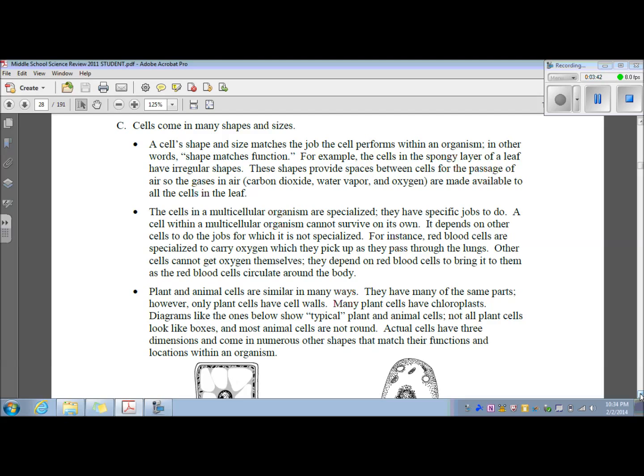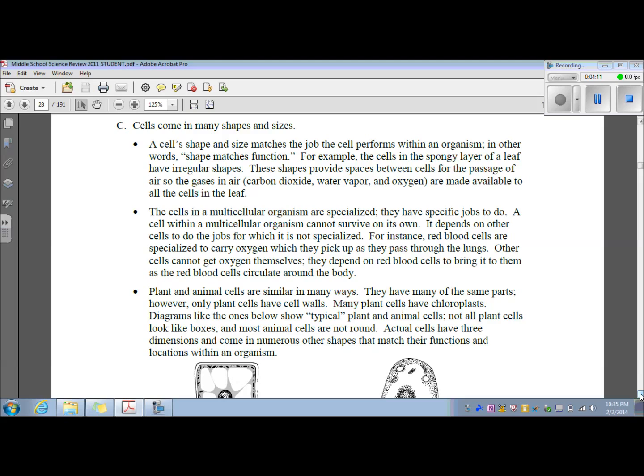Part C. Cells come in many shapes and sizes. A cell's shape and size matches the job the cell performs within an organism. In other words, shape matches function. For example, the cells in the spongy layer of a leaf have irregular shapes. These shapes provide space between cells for the passage of air so that the gases in air, such as carbon dioxide, water vapor, and oxygen, are made available to all the cells in the leaf.